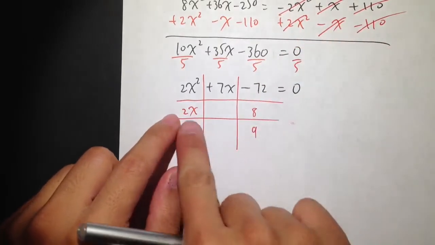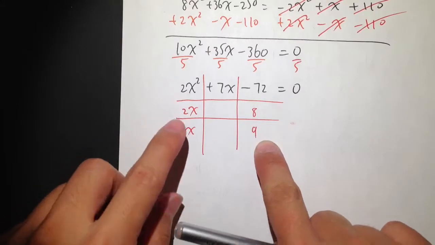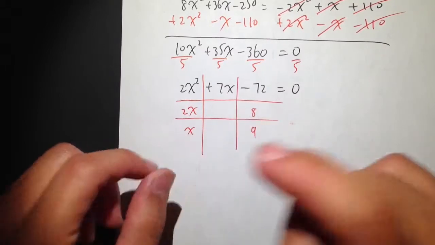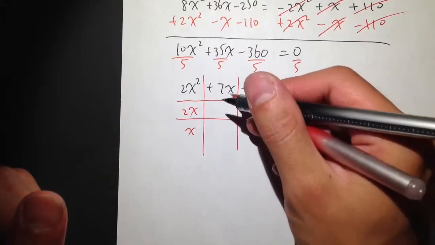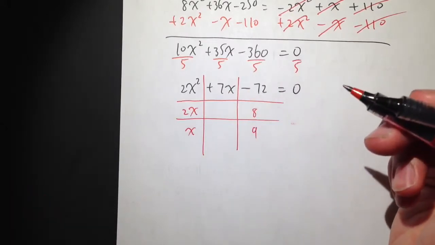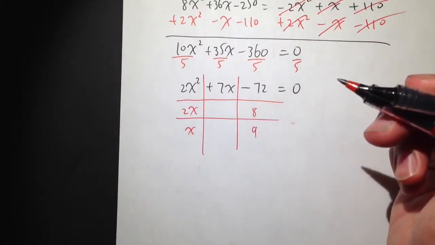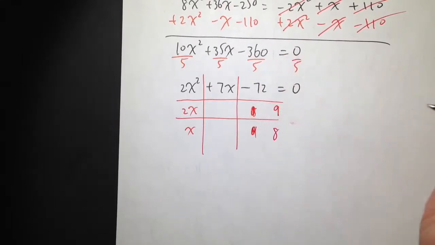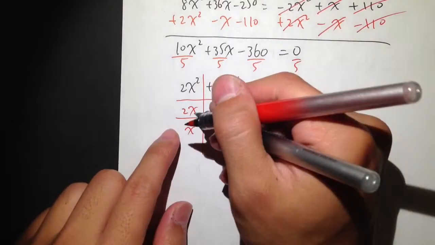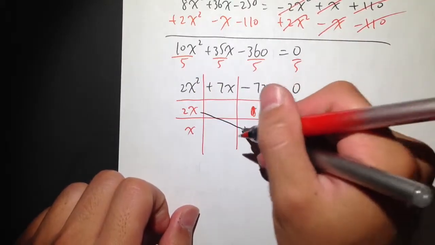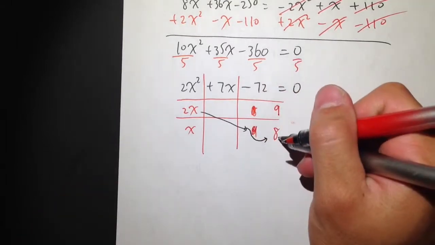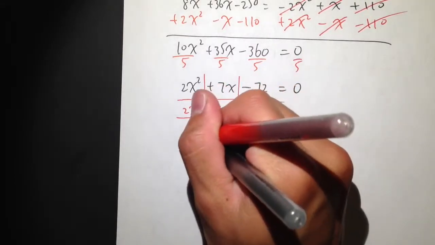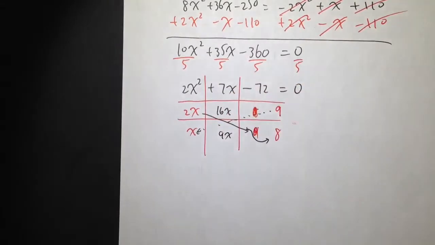But then if I put 9 right here, I will have to do the 2x times 9. That will be 18x. I don't think that will be able to get that. Okay, I will not be able to get 7x. I'm actually going to switch this to 9 right here and 8 right there, because I know that 2x times 8, I have 16x, and then 9 times x is 9x.